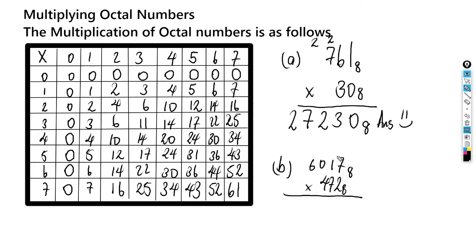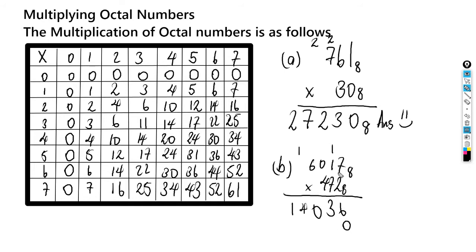2 times 7 would give us 14. So that would give us 1 remainder 6, right? Yeah, 8 can go into 14 one time and leave a remainder of 6. Then 2 times 1 would give us 2 plus 1, which would give us 3 here. And 2 times 0 would be 0. Then 6 times 2 would be 12, which is 1 remainder 4, right? And then it would be 1 here. So it's 14036. And the next one now, we'll put a placeholder here.